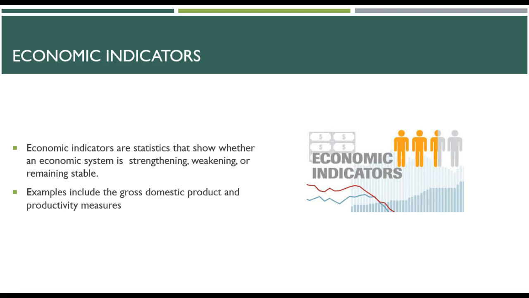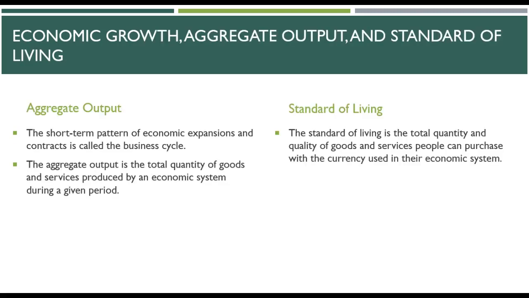Economic indicators are statistics that show whether an economic system is strengthening, weakening, or remaining stable. Examples of economic indicators include the gross domestic product and productivity measures such as trade deficits. The short-term pattern of economic expansions and contractions is called the business cycle. The aggregate output is the total quantity of goods and services produced by an economic system during a given period.